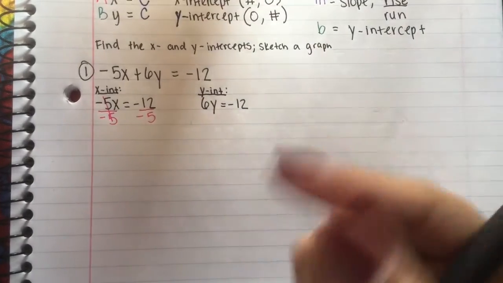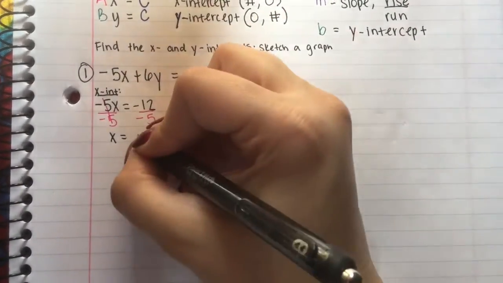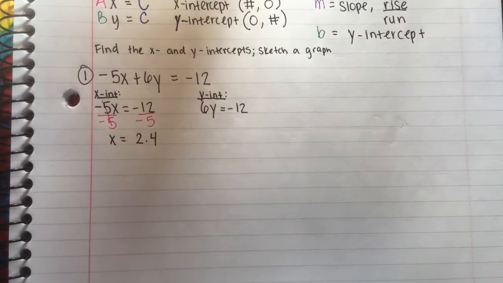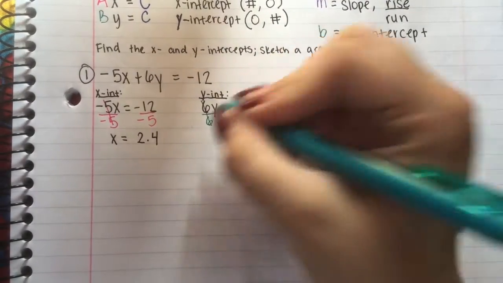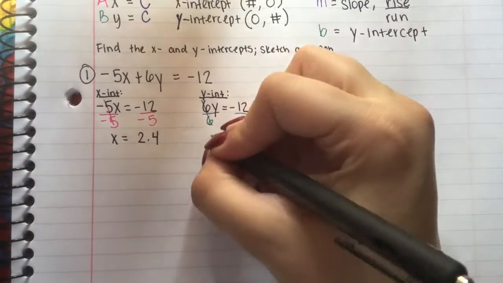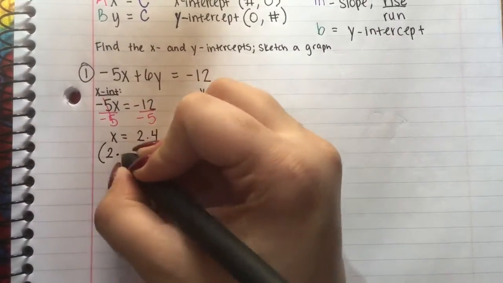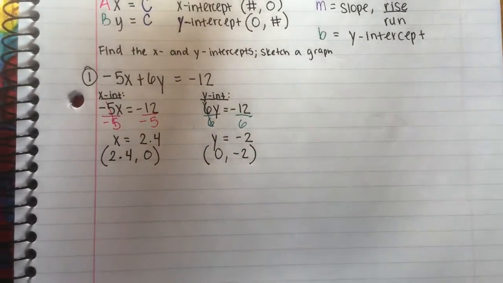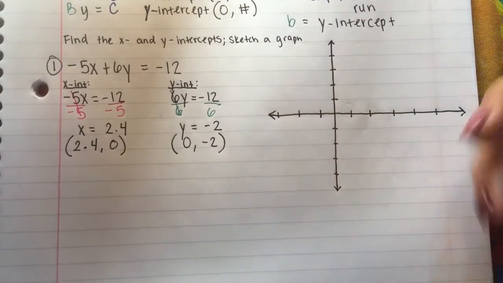If I divide by negative 5 on both sides, I'll end up getting x is equal to positive 2.4. If I solve this other equation to find the y-intercept, I'm going to end up dividing by 6 on both sides, and that'll give me y equals negative 2. This will leave me with 2 points that I can plot on a graph, 2.4, comma 0 and 0, comma negative 2.